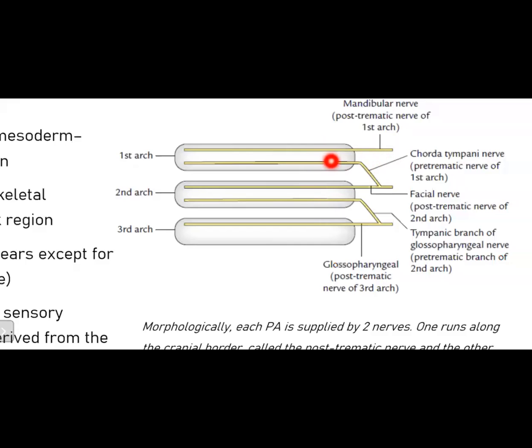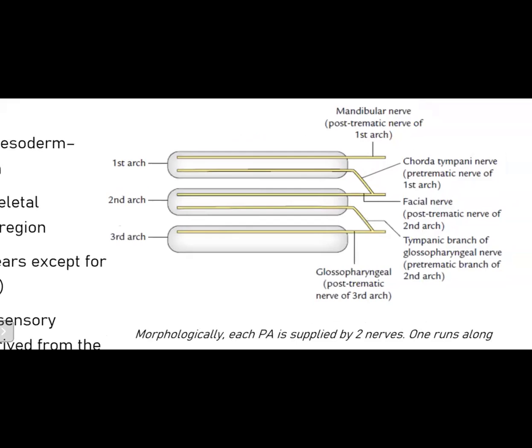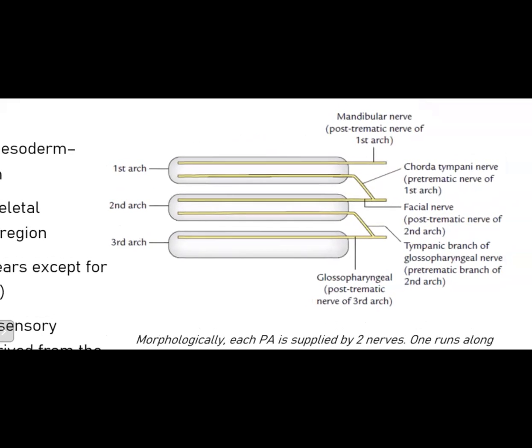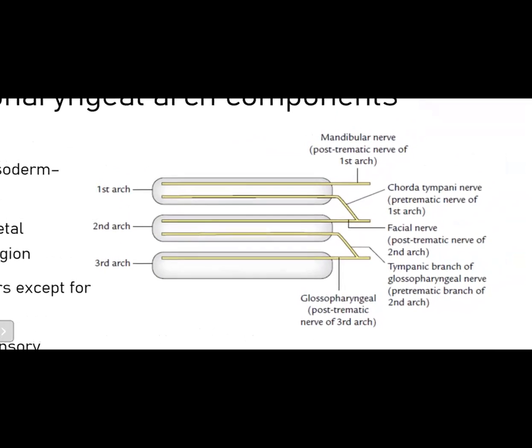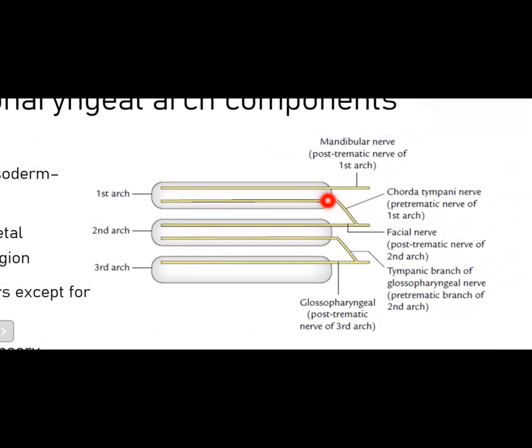What happens is the post-traumatic arch, which is of the first arch, is the mandibular nerve, which is the most important, the fifth cranial nerve. But the pre-traumatic branch is actually obtained from the facial nerve. You see that there's a branch from the facial nerve, which innervates the inferior portion, or the caudal portion, of the first pharyngeal arch.